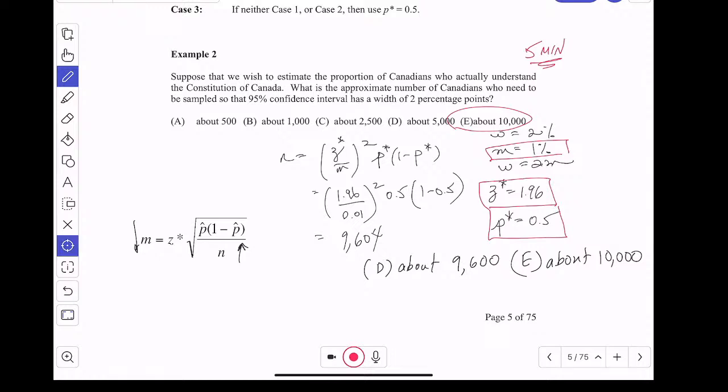In that case, I want to maintain my margin within a width of 2 or a margin of 1. I don't want to go beyond it. I don't want to exceed it. That's my goal. So if I go for the larger sample size, I'll maintain my goal, as opposed to if I go for the smaller one and then it underestimates or it makes my margin too high. So even though 9,604 is closer, I still go with this one. So we round all the way up, or we round to the higher option.